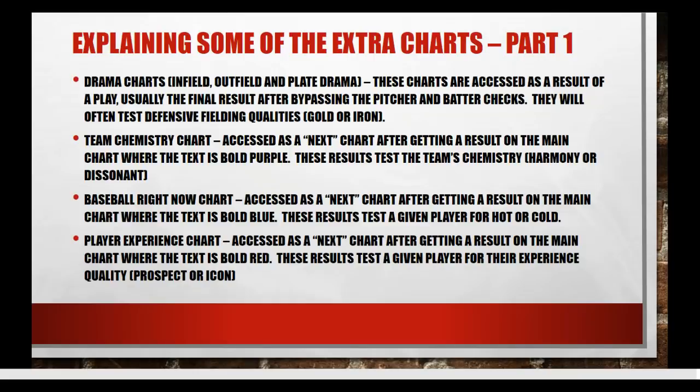You have the team chemistry chart, which is access to the next chart after getting a result on the main chart where the text is bold purple. These results test the team's chemistry, harmony, or dissonance. You have the baseball right now chart, which is access to the next chart after getting a result on the main chart where the text is bold blue. These results test a given player for hot or cold.